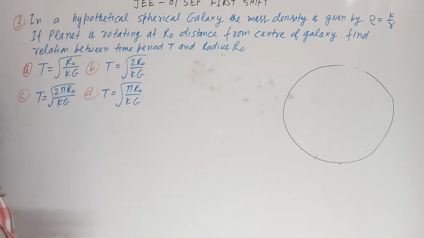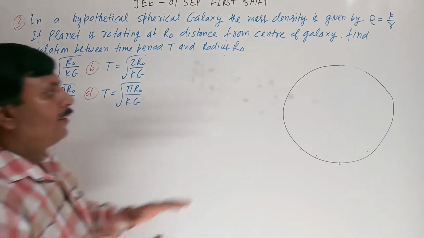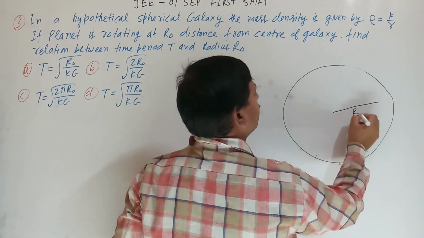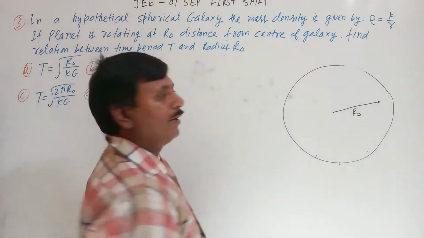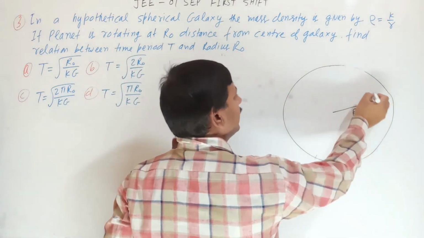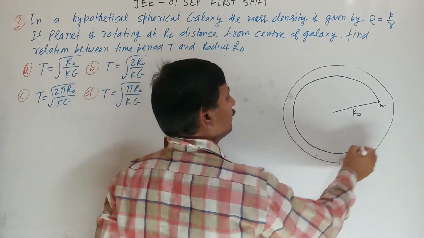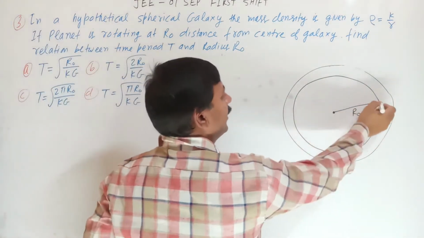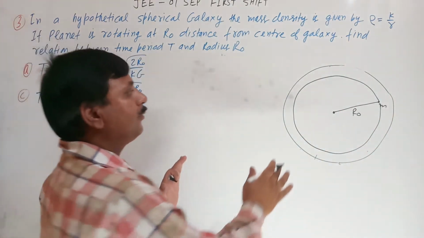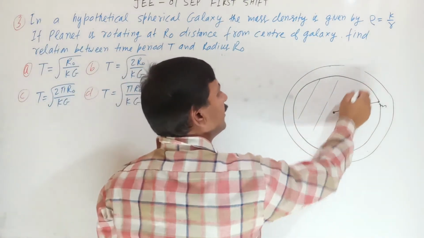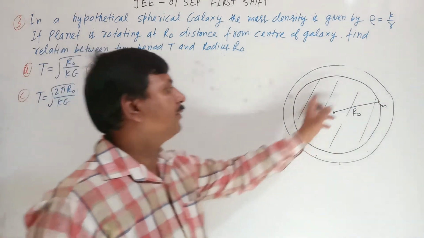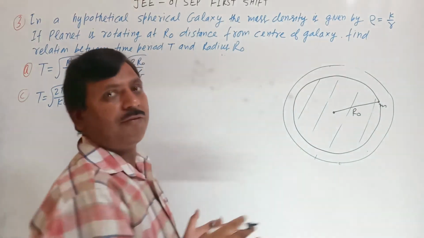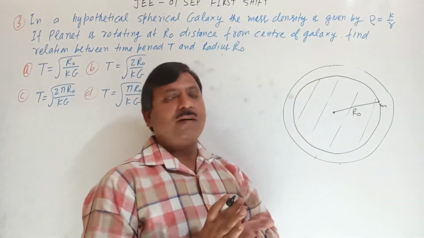They have given 4 options. See here, suppose this is the galaxy, and at distance r0 the planet is there. Let the mass of the planet be m. This planet is rotating with the galaxy. So when we talk about the planet m for the galaxy, what will be the total mass of radius r0? That will be the effective mass for this planet m. What will be the mass of this? Firstly find it with the help of mass density.